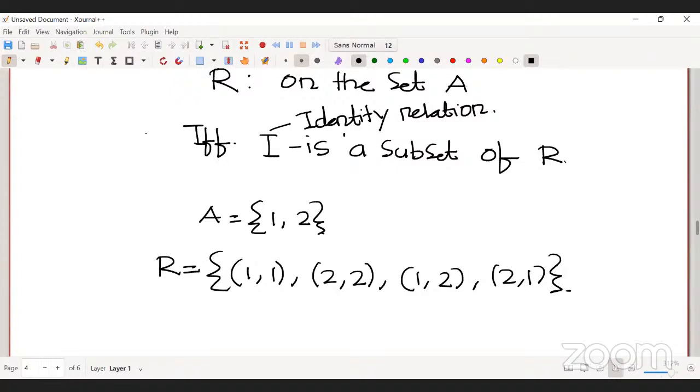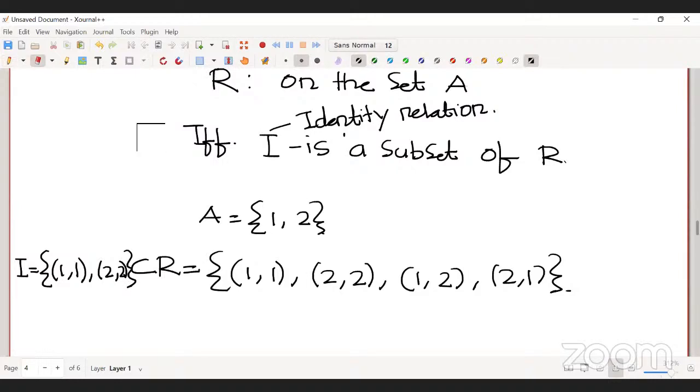is a reflexive relation on the set A? Yes, sir. Why? Because it contains the identity relation, sir. Because the identity relation is a subset of R. Since the identity relation is a subset of R, then I can say that R is a reflexive relation.